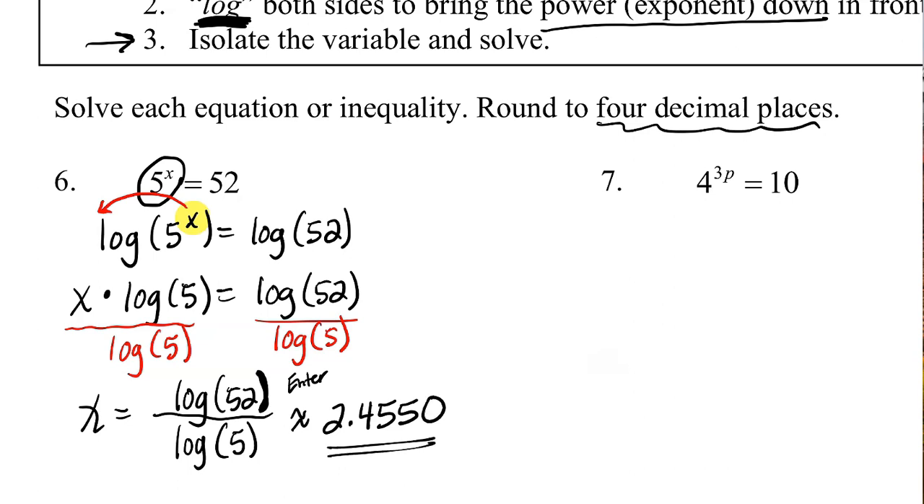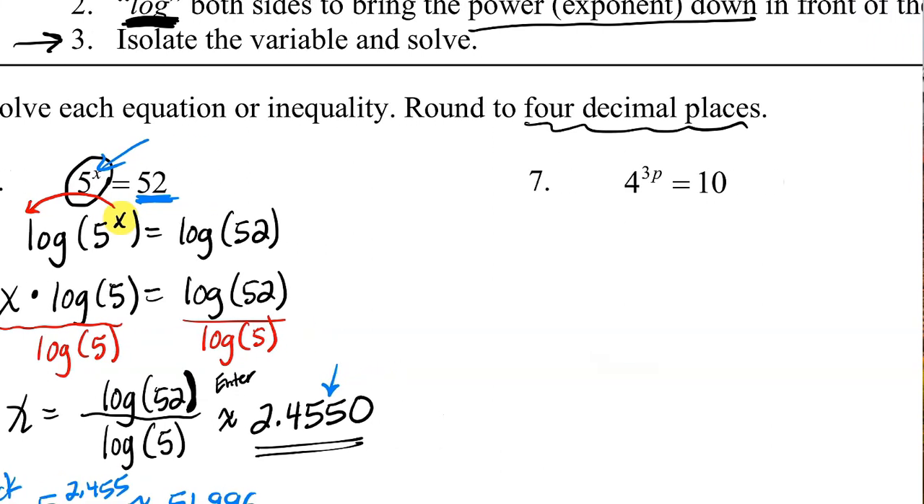What that's telling us is if we did 5 raised to the 2.455, what does that give us? That gave me 51.996. And notice that's basically 52. We didn't get exactly 52 because of rounding. I rounded this answer. But that's all that the logarithm's telling us. What x do I need to plug in there to get 52 as an answer with a base of 5? All right, let's look at number 7.